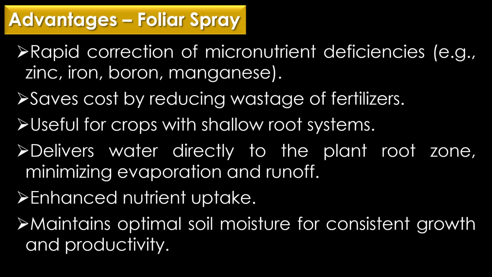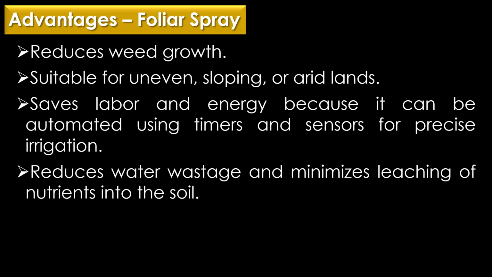Advantages of foliar spray. The advantages of foliar spray include rapid correction of micronutrient deficiencies, for example zinc, iron, boron and manganese, saves cost by reducing wastage of fertilizers, useful for crops with shallow root system, delivers water directly to the plants, to the root zone and minimizing evaporation and runoff, enhanced nutrient uptake, maintains optimal soil moisture for consistent growth and productivity, reduces weed growth, suitable for uneven, sloping or arid lands, saves labor and energy because it can be automated using timers and sensors for precise irrigation, and finally reduces water wastage and minimizes leaching of nutrients into the soil.